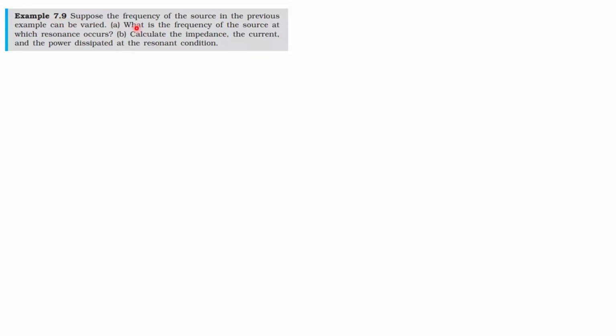7.9. Suppose the frequency of the source in the previous example can be varied. What is the frequency of the source at which resonance occurs? Calculate the impedance of the circuit, the current, and the power dissipated at that resonant condition. It is the continuation of the previous question, right? Okay.